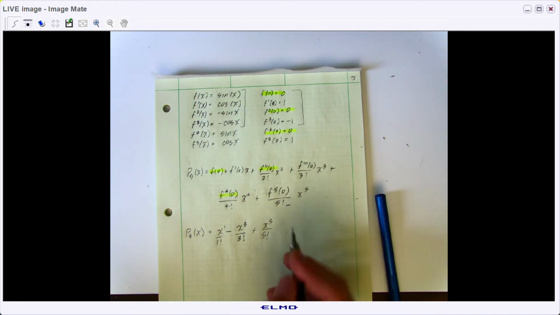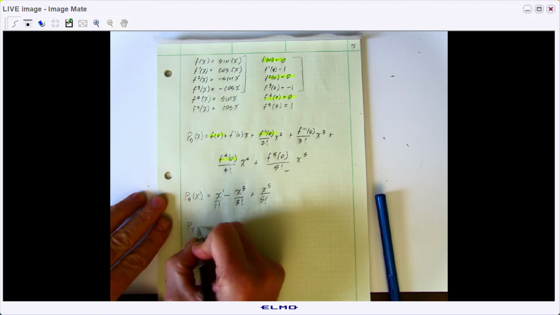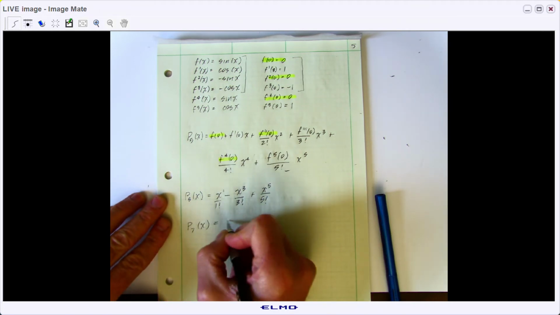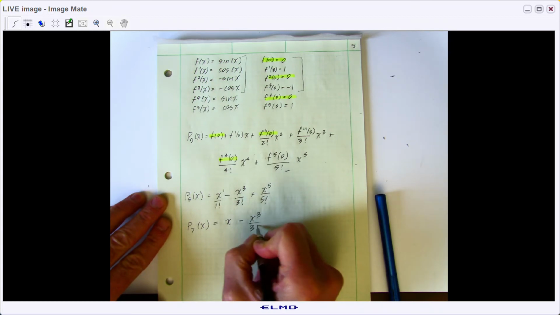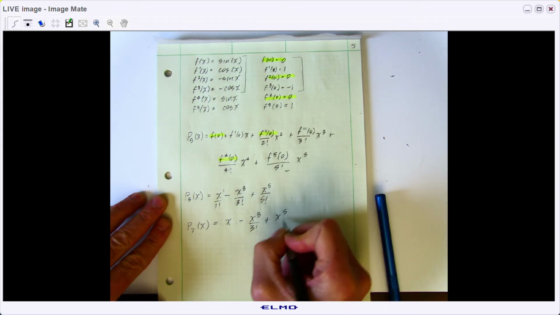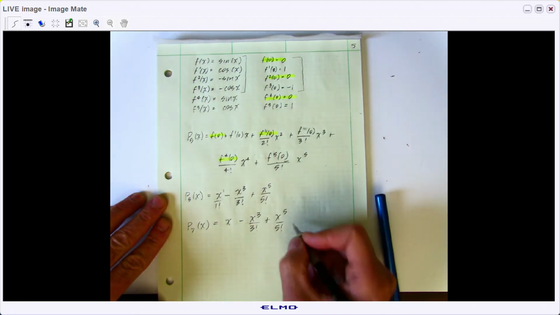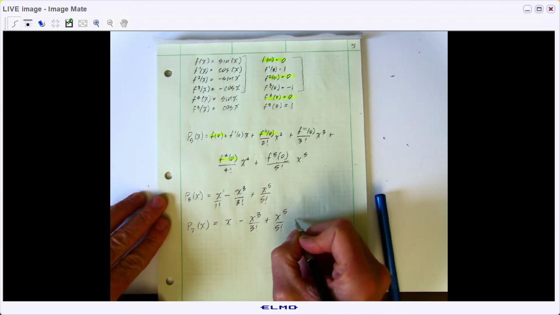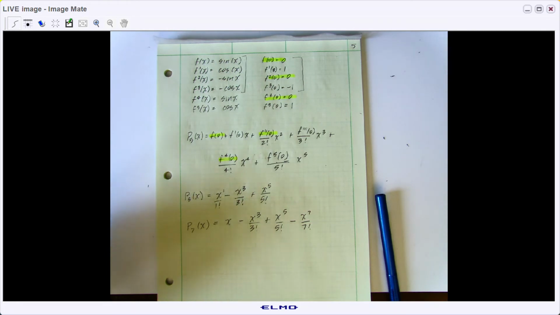The next thing I would do is generalize this. You'd have x minus x to the third over 3 factorial plus x to the fifth over 5 factorial. There'd be no sixth term because of the 0 alternating here, but there'd be a seventh term. It would be negative x to the seventh over 7 factorial, and so on. So it seems like we've used the structure of the Taylor polynomial creation to get a sense of how this series works.